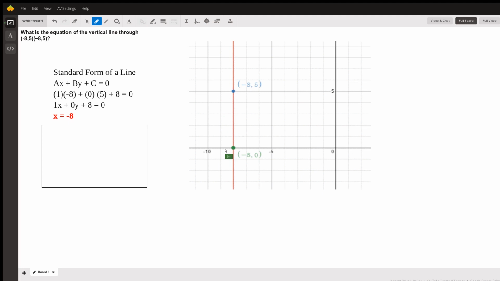And that's how you find it because there are no y values here as far as the slope goes. This line doesn't slope, it's strictly vertical. And so the y value, it doesn't matter the coefficient, it's always going to be x equals -8.